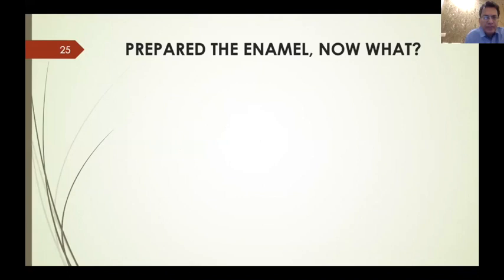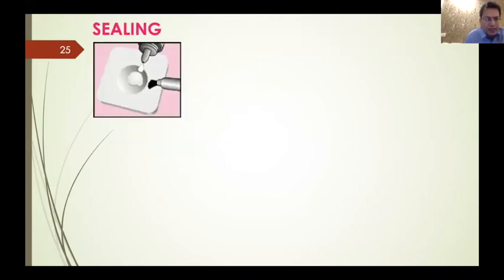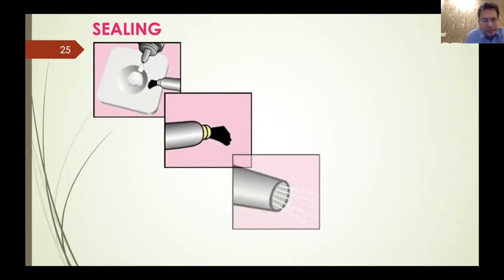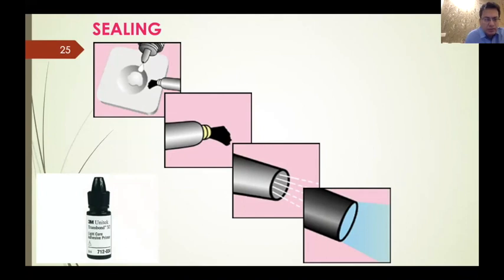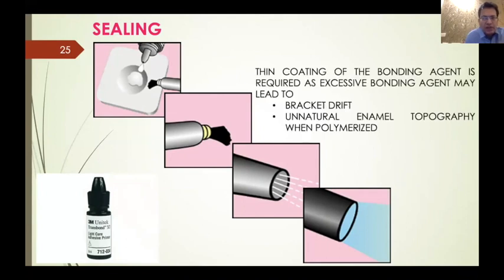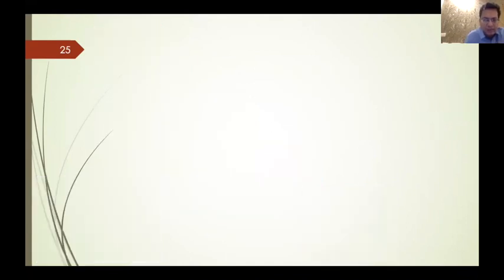Once you prepare the enamel, next what? You want to do sealing. There is a liquid in the bottle. You apply it with a brush. You dry it and cure it. So this is a thin coating of the bonding agent, and you shouldn't use excess of it. Why? Because if you use an excess, there's going to be a bracket drift and unnatural enamel when polymerized. Thickness will be much more.